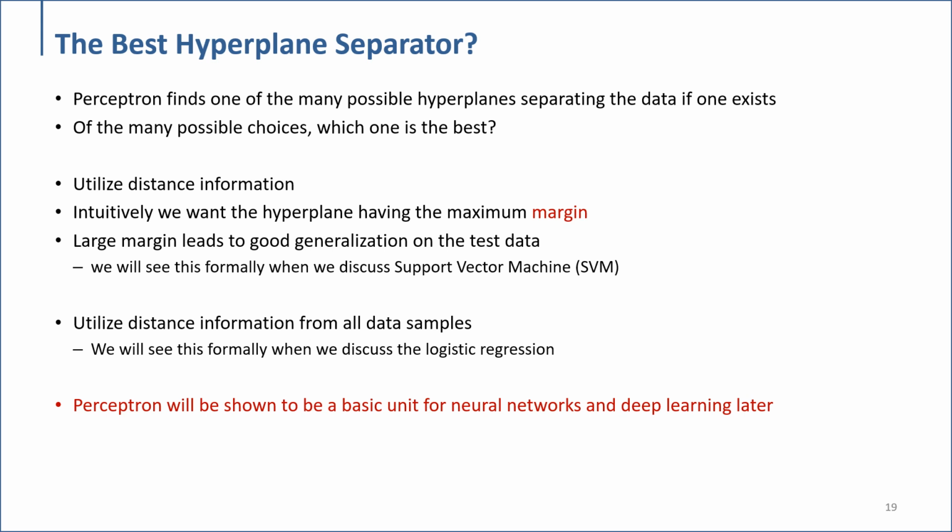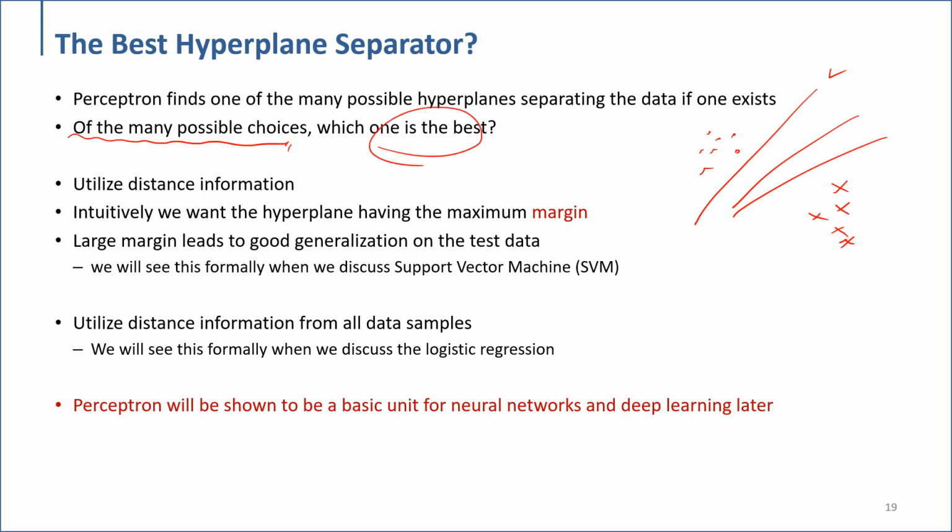So in summary, we have learned the concept of classification, and among them we first learned the concept of perceptron. Perceptron finds one of many possible hyperplanes separating the data if one exists. That means, let's say for these data points, there would be a lot of hyperplanes, but among them, perceptron finds one of them. So of the many possible choices, which one? You may ask, which one is the best?